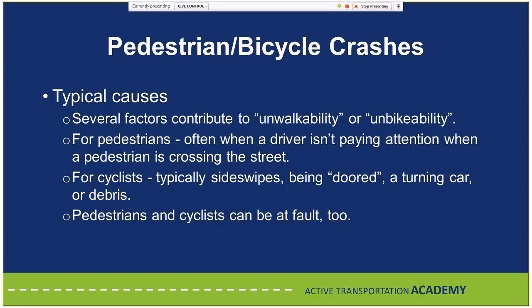Specifically for pedestrians, it's often when a driver isn't paying attention, especially when a pedestrian is crossing the street. For cyclists, crashes are typically from being sideswiped by passing cars or being doored from a parked car, which means somebody opening their door suddenly when you are biking by, or a car turning into a cyclist at an intersection, or a cyclist running into debris or a pothole on the roadway. However, pedestrians and cyclists can be at fault too, so sometimes they're just not paying attention or obeying traffic laws, or other factors such as alcohol use come into play.